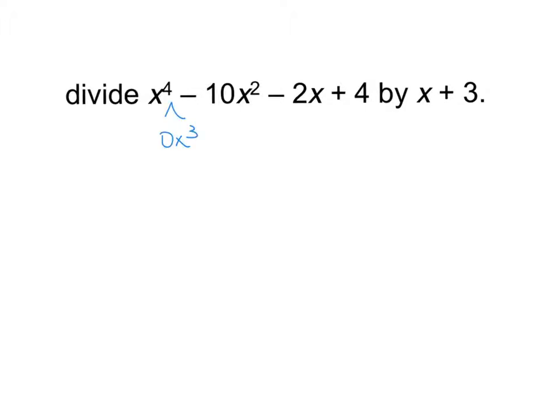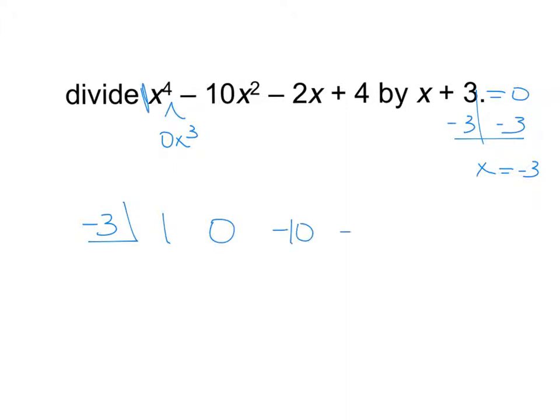So same deal, I'm going to set this equal to 0, solve for x, and this is what's going to go inside, I call it my flower pot. And now I'm going to pull my coefficients. So 1 is the first one, then 0 is there to represent x cubed, -10, -2, and +4.